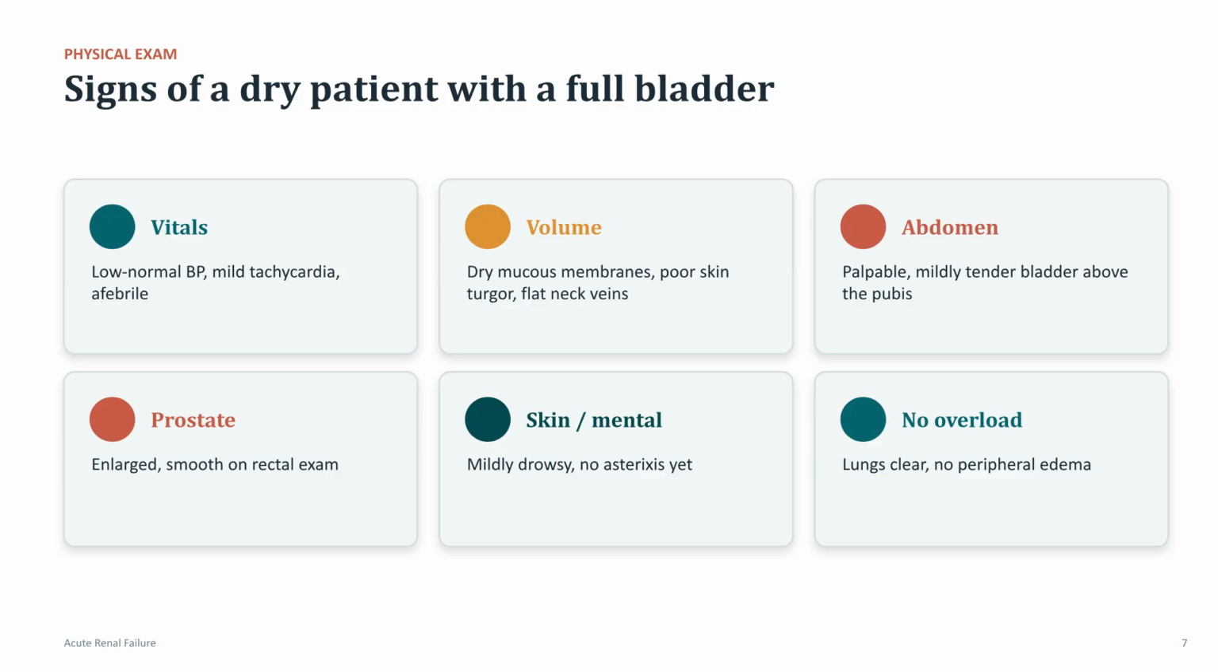On physical exam, signs of volume depletion are present, including low blood pressure and dry mucous membranes. However, we also find a palpable, tender bladder, pointing to urinary retention due to his enlarged prostate. His lungs are clear, indicating he is not suffering from volume overload.